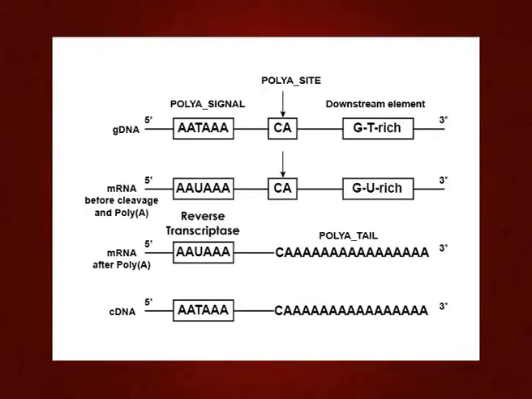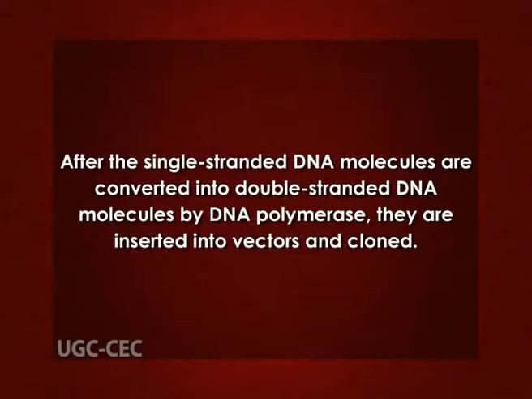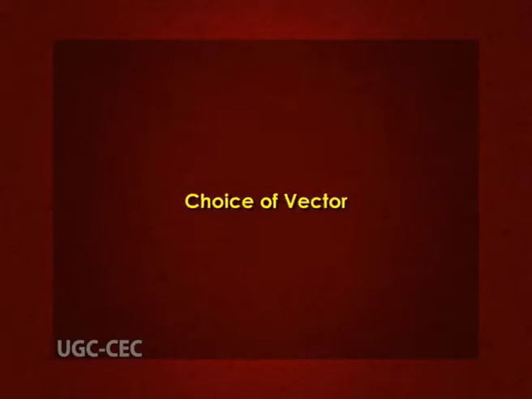Then the enzyme reverse transcriptase is used to synthesize a DNA strand complementary to each mRNA molecule. After this, single-stranded DNA molecules are converted into double-stranded DNA molecules by DNA polymerase. They are inserted into vectors and cloned. Now, the choice of vector, what kind of vector we should use.